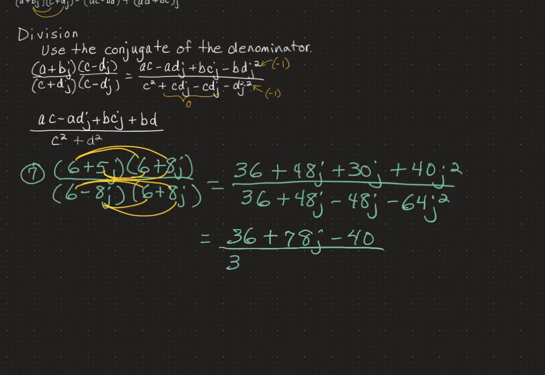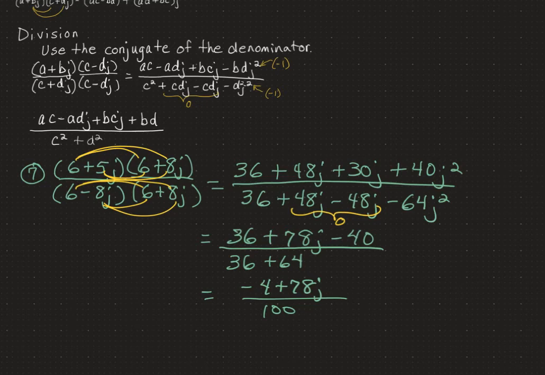And then we have 36. We have a plus 48j and a minus 48j, so we have no j term there. And our j squared will make 64 positive. So now we can continue combining like terms. On the top, we will get negative 4 plus 78j over 100.